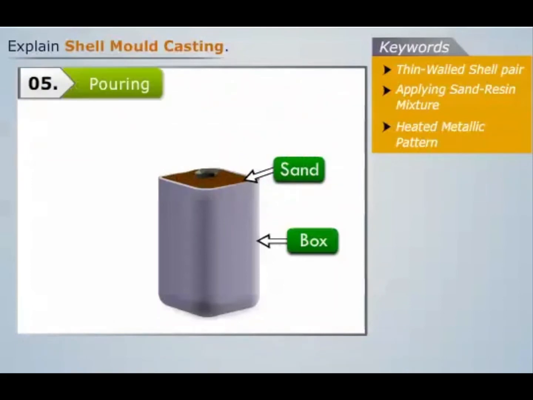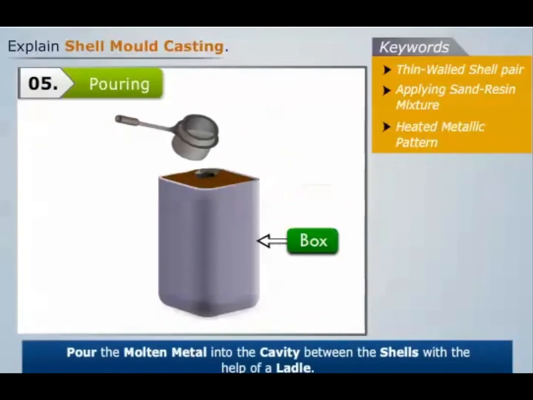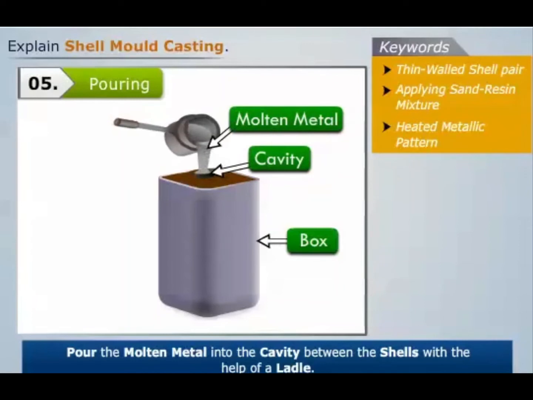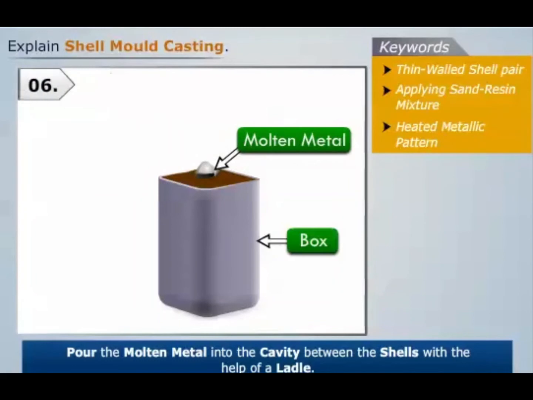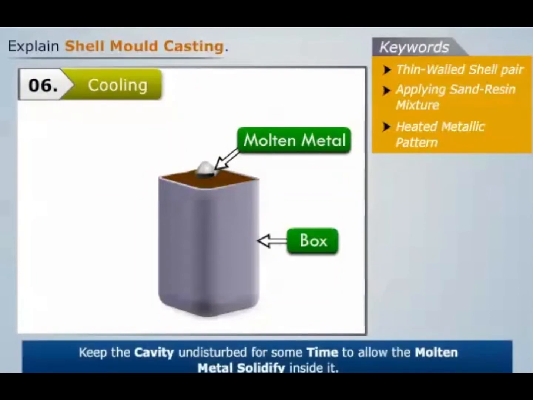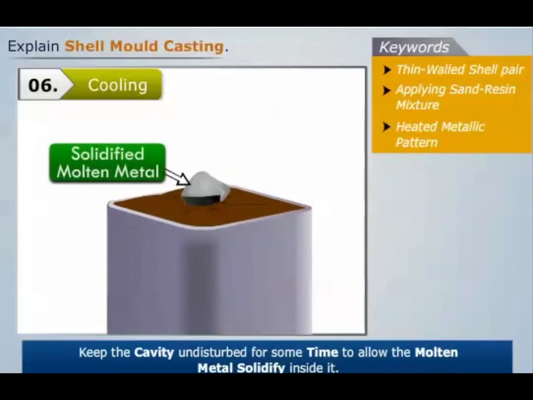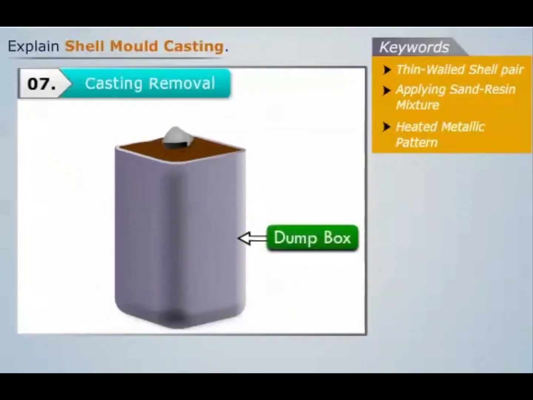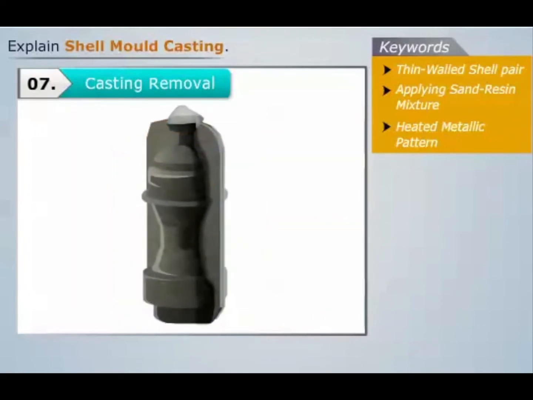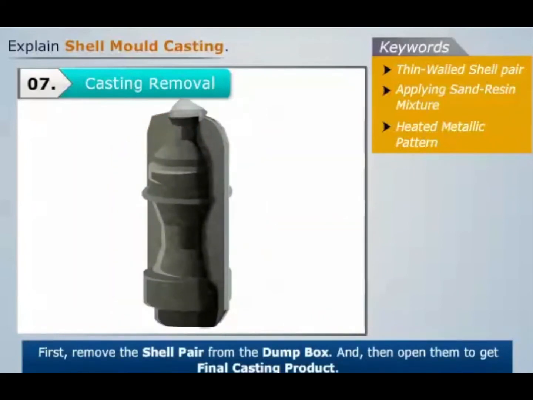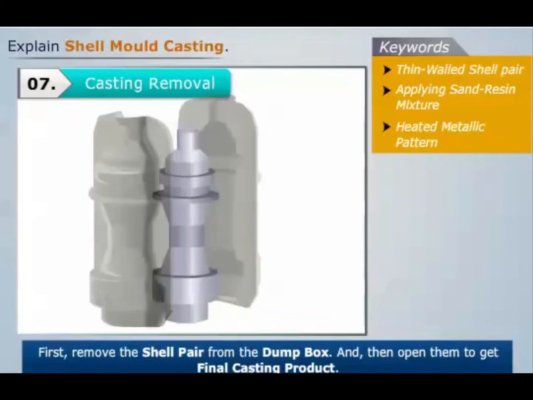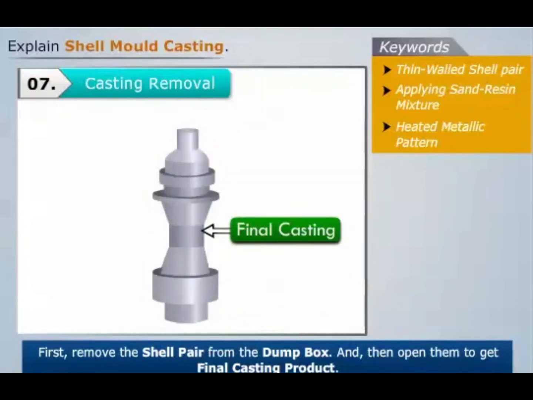Then we move to the pouring step, where we pour the molten metal into the cavity between the shells with the help of a ladle. Then we move to the cooling step, where we keep the cavity undisturbed for some time to allow the molten metal to solidify inside it. Finally, we move to the casting removal step, where we turn the box upside down, due to which the sand around the shells falls down. Now let us take out the shells from the box. Then we remove the shells to get the desired casting product.